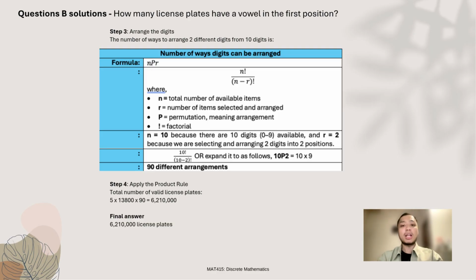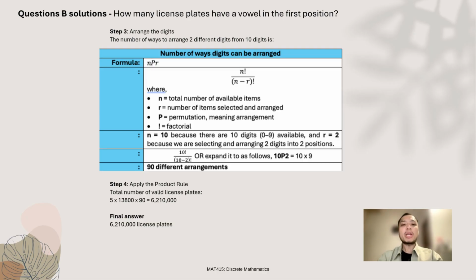Because repetition is not allowed, the first digit has 10 choices. After one digit has been used, the second digit has only 9 choices remaining. Therefore, 10P2 equals 10 times 9, which gives 90 digit arrangements.